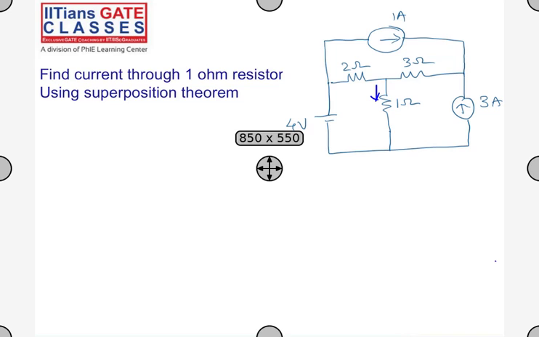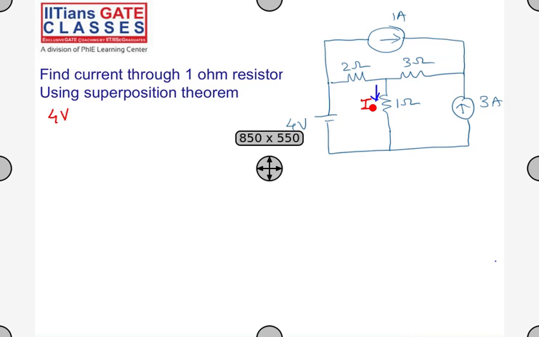So any answers? Okay, let me do it. I think someone replied, 4.6 amperes. Okay, let us see. I'll consider each source acting separately. First, the 4-volt source. I'll call the current I.